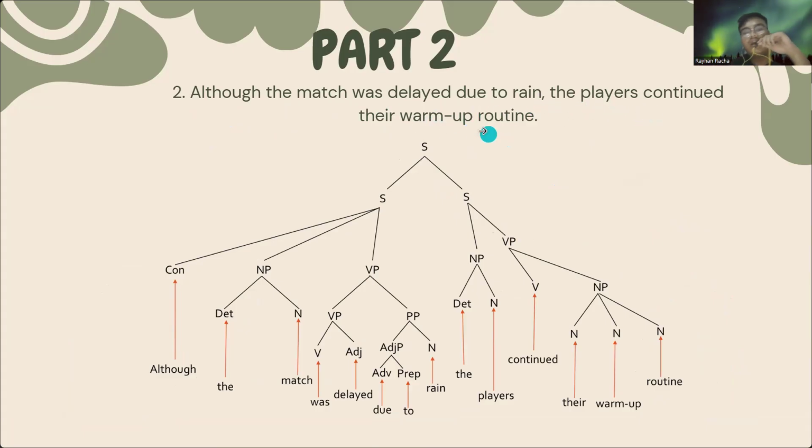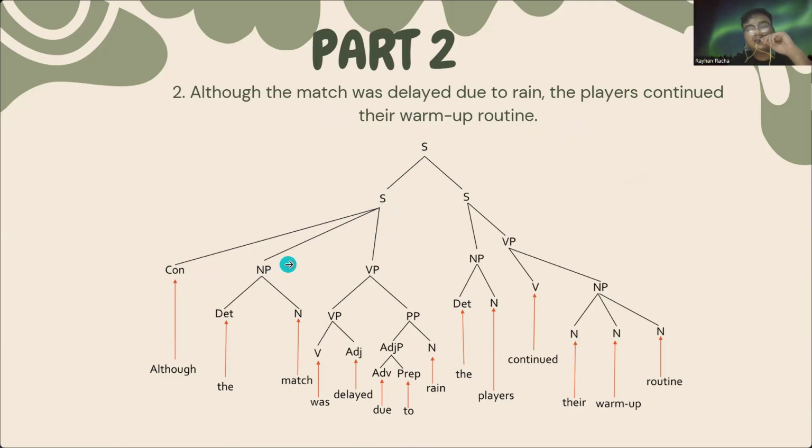So here we have another sentence. Since this is two sentences, we have a comma in here, so the main sentence can be divided into other sentences. We have the first one here. The first sentence is "although the match was delayed due to rain". The first sentence can be divided, and the first part is a conjunction. You can put the conjunction in front of the sentence.